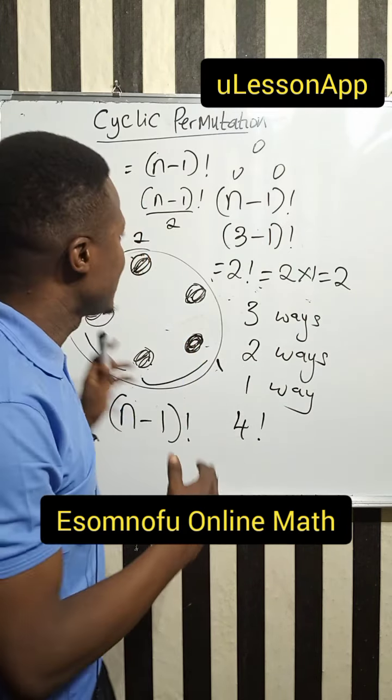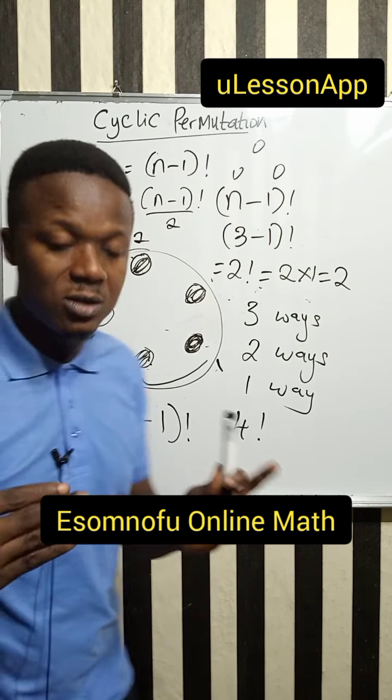If it is a cyclic arrangement that involves a ring, after n minus 1 factorial, you have to divide by 2.